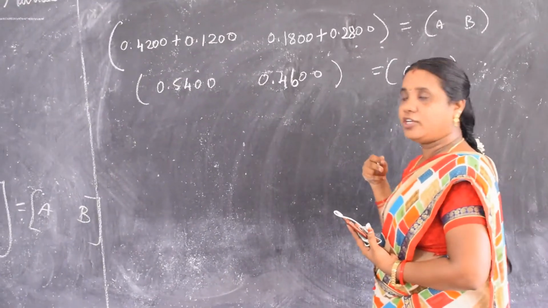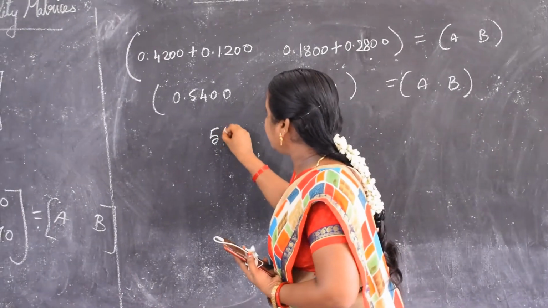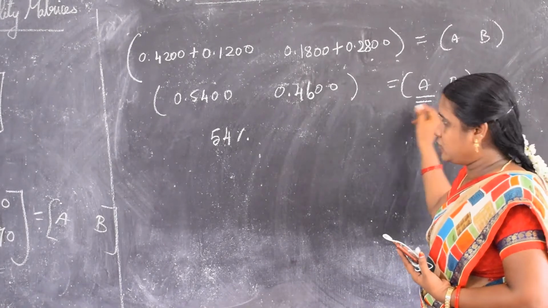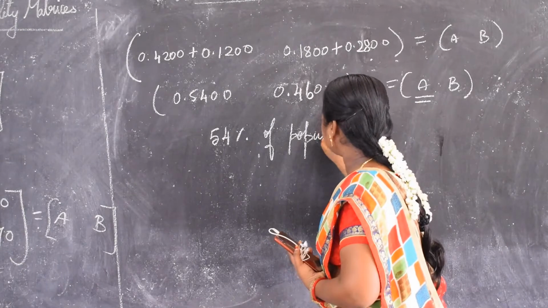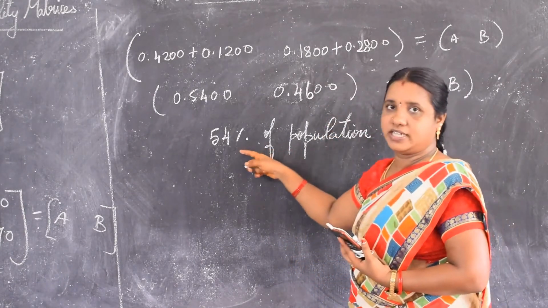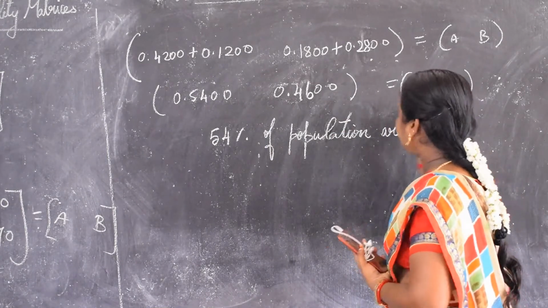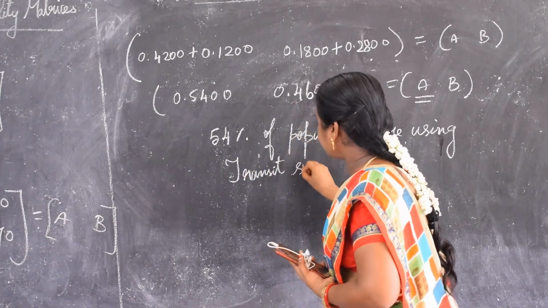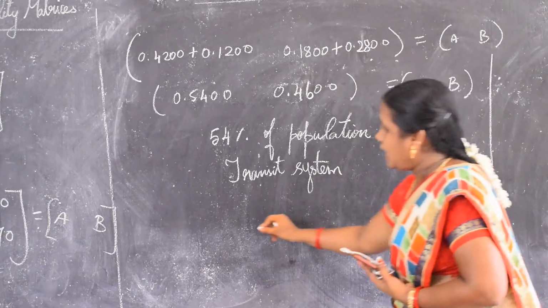This one again I am going to convert into percentage because our question is percentage. So here I am going to write 50% are using. Our A is new transport system. So 50% of population are using new transport system. Have you understood? 54% of population are using transit system, new transit system. That is transport system.